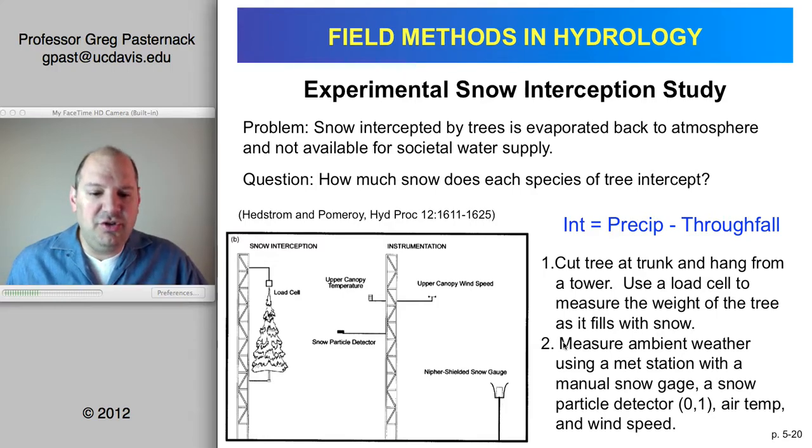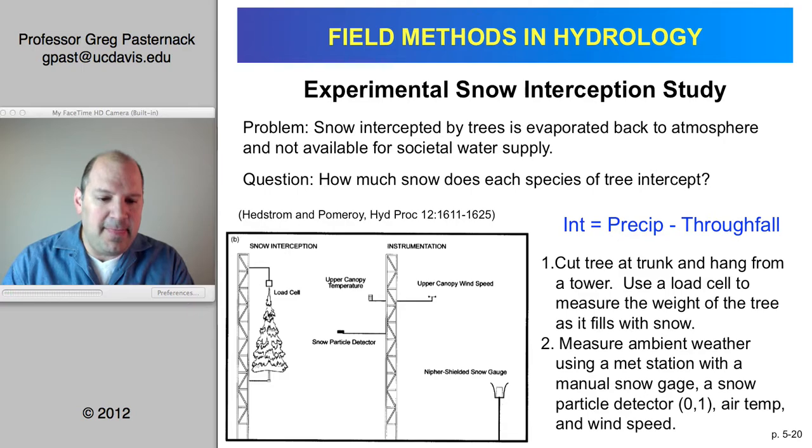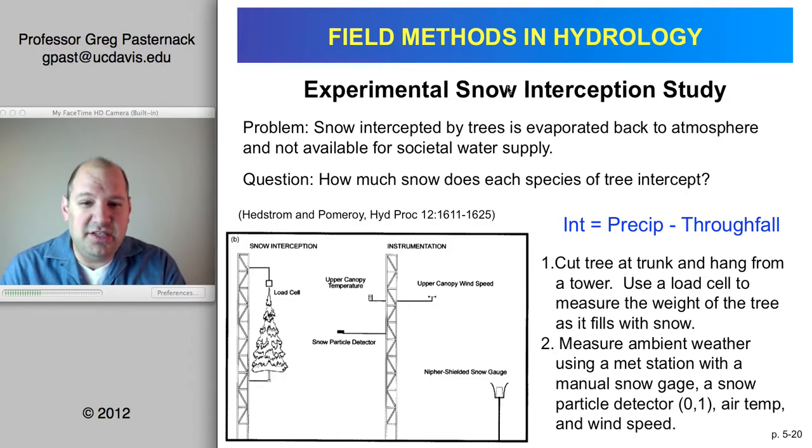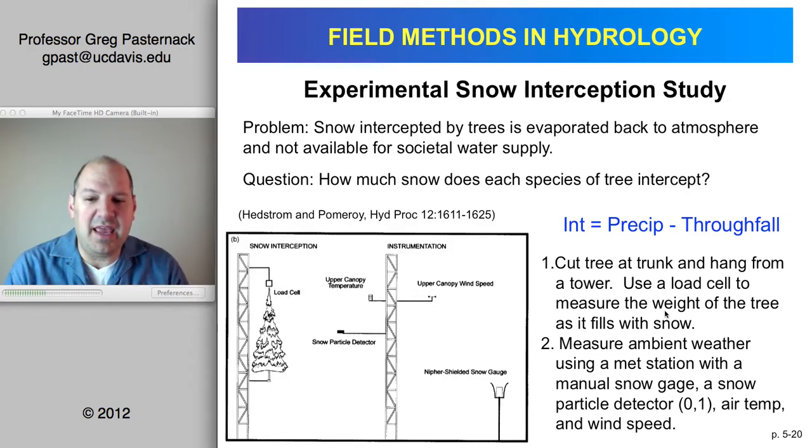Okay, I want to show you two last examples of snow information. So here's an experimental study where we want to see how different species of trees can store snow in their canopies. And so here, this is the gallows approach to hydrology. You take a tree and you cut it off at its base and you hang it on a tower using a load cell. The load cell has the ability to measure the weight of whatever is hanging on it.